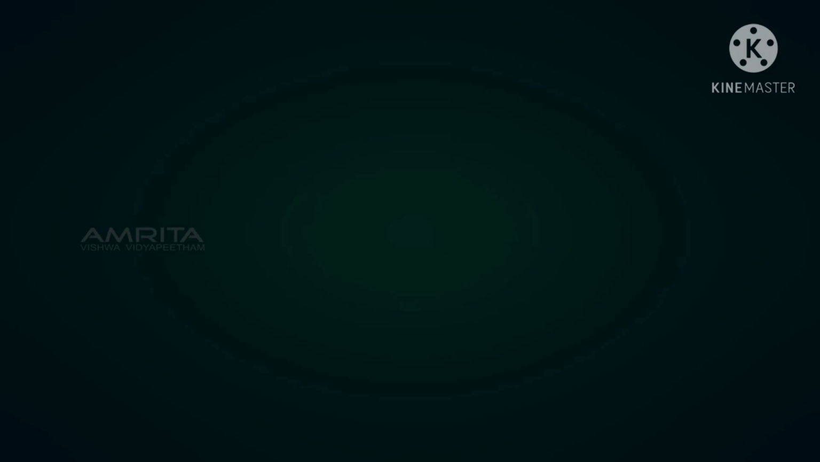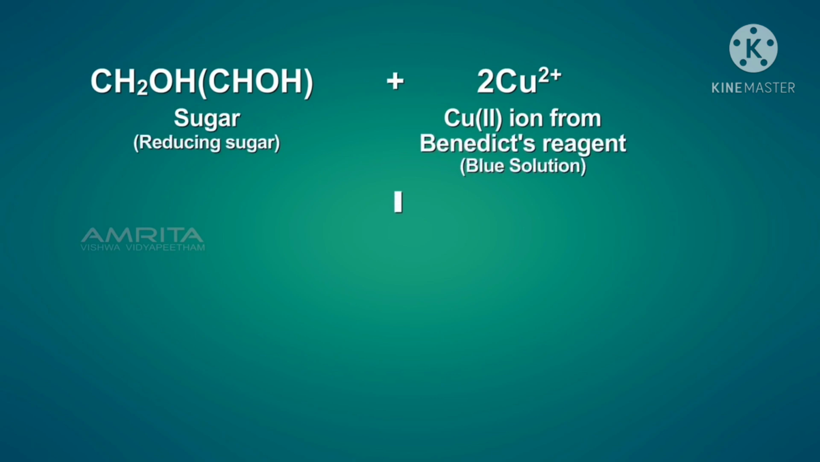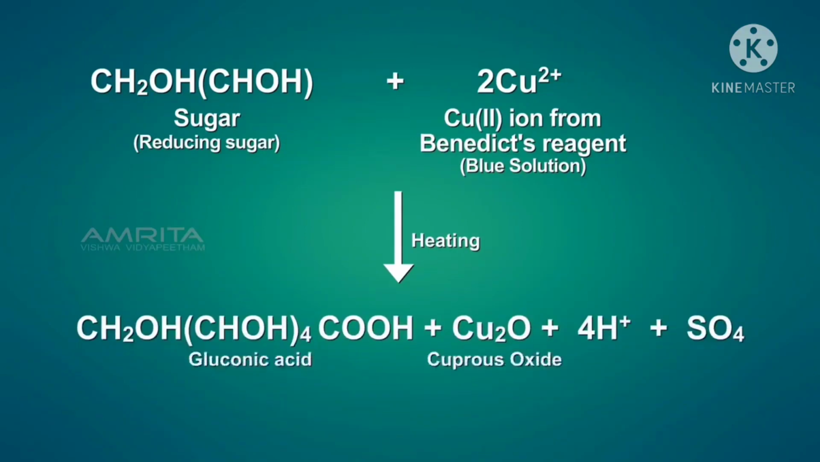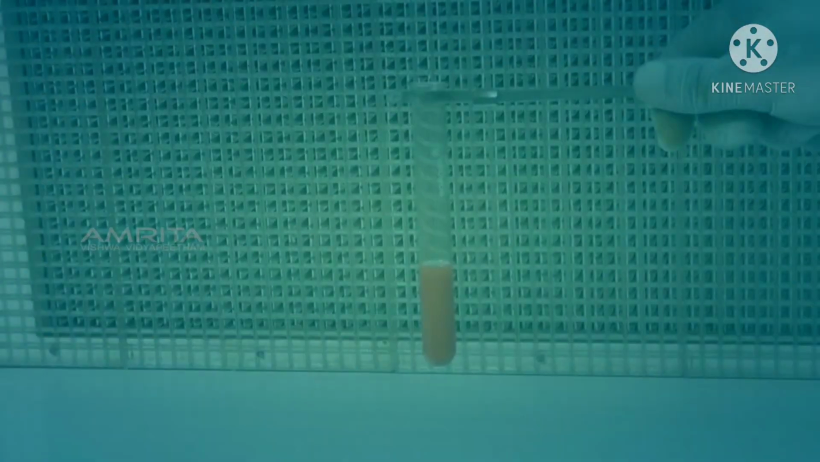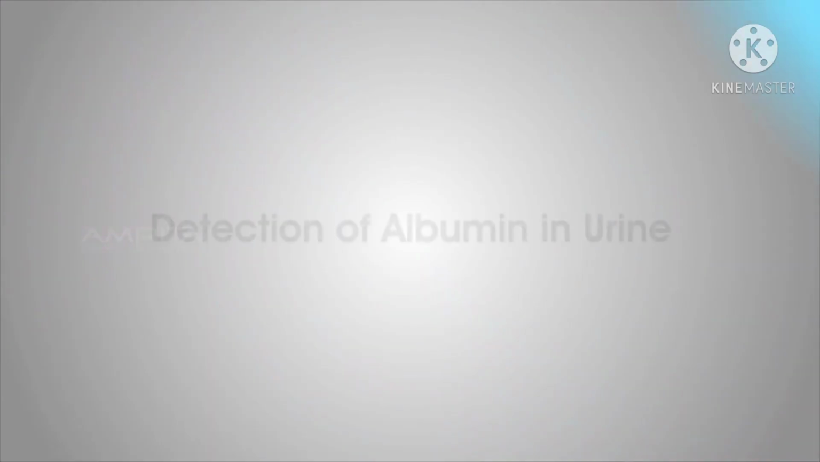Conclusion: on boiling the urine sample with the Benedict's reagent, the cupric ion present in the Benedict's reagent is reduced by the reducing agent, sugar, to form a brick red colored precipitate of cuprous oxide. Therefore, sugar is present in the urine sample.